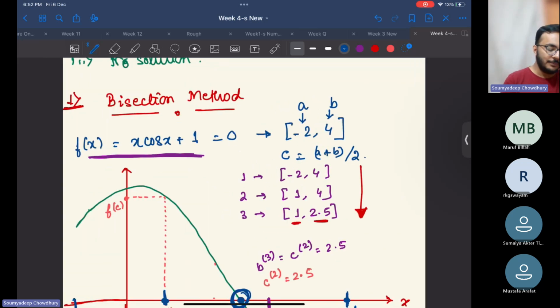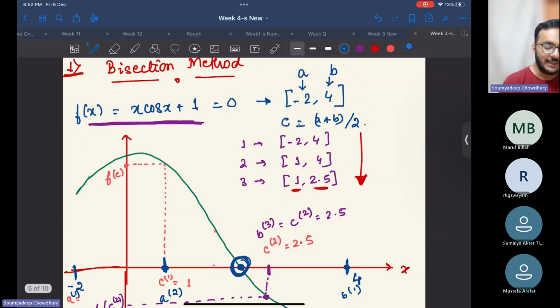Like here it is given that f(x) equals x cos x plus 1, which equals 0. You have to solve this equation, and it is told that your root lies within the interval minus 2 comma 4. Once this is told, this is known as bracketing, because your root lies between these two points only. That's why it is called a bracketing method.